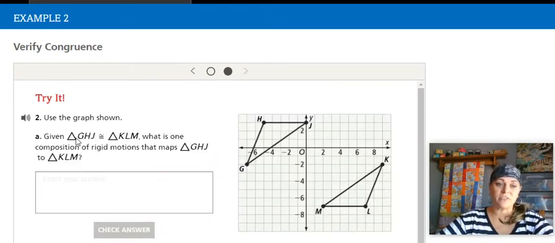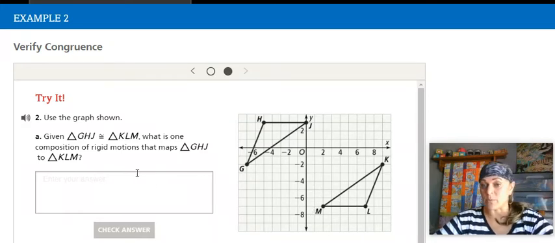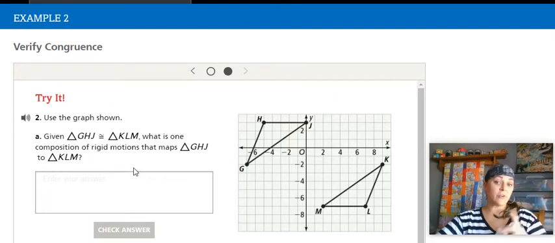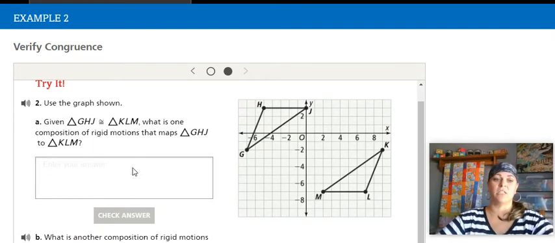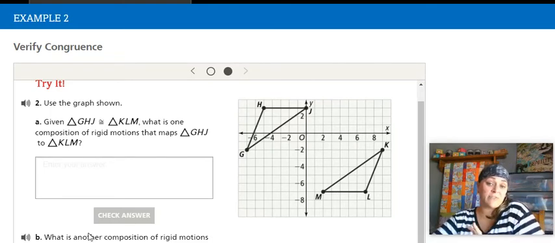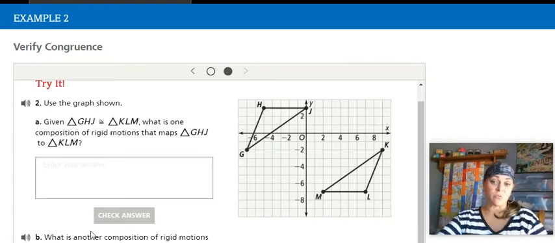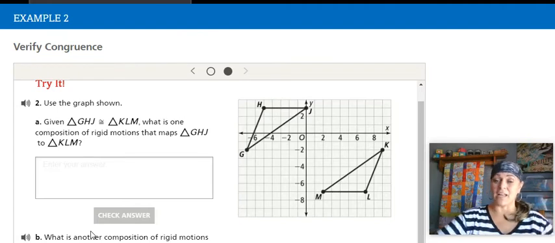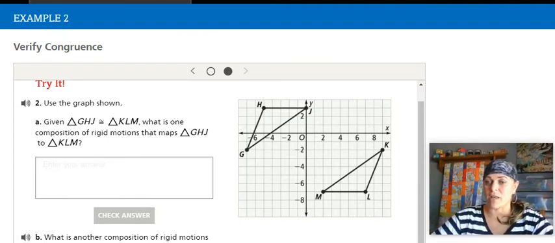Try it. You're going to use this graph. Given this graph, what is the composition of rigid motion to map GHJ onto KLM? So you're going to figure out what steps you would use. And again, it might be a little bit out of order than what they say, so don't stress too much. And they even say, hey, what's another way you could do it? Could you change the order and it still work? Could you use a totally different transformation? So if you use reflection one time, could you use rotation or translation another time? So you want to see if there's another way.